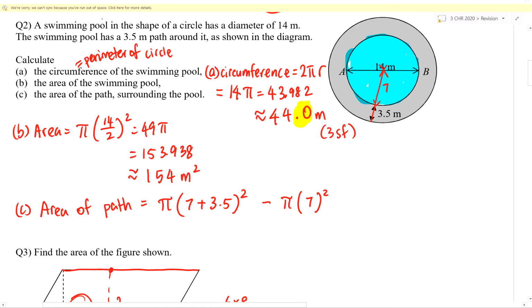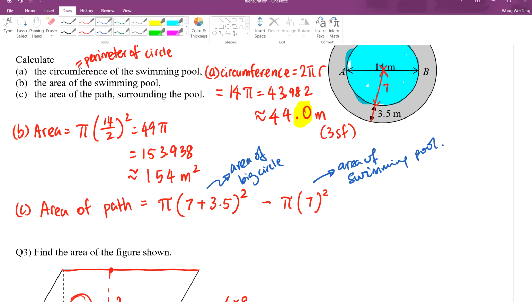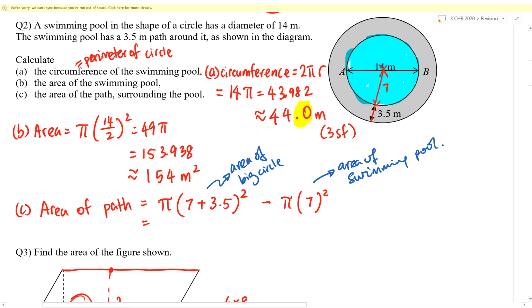Okay, then you can put some notes over here. This is the area of big circle. This is the area of small, or rather of swimming pool. Then you will remember what you are doing over here. So let's carry on. 10.5 squared minus 49 times pi, 192.422.